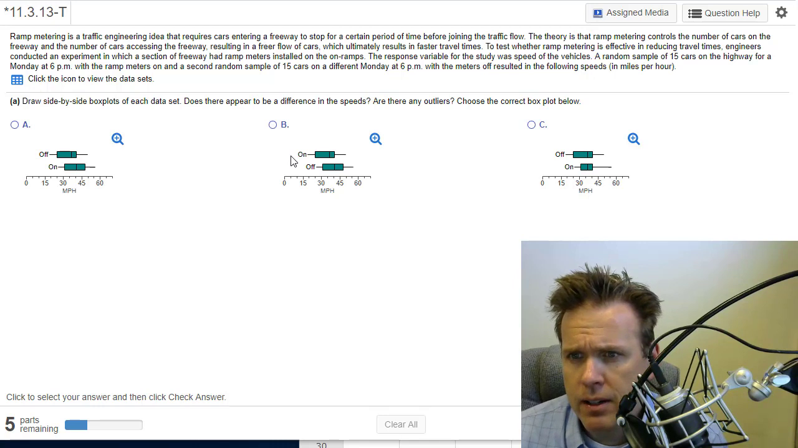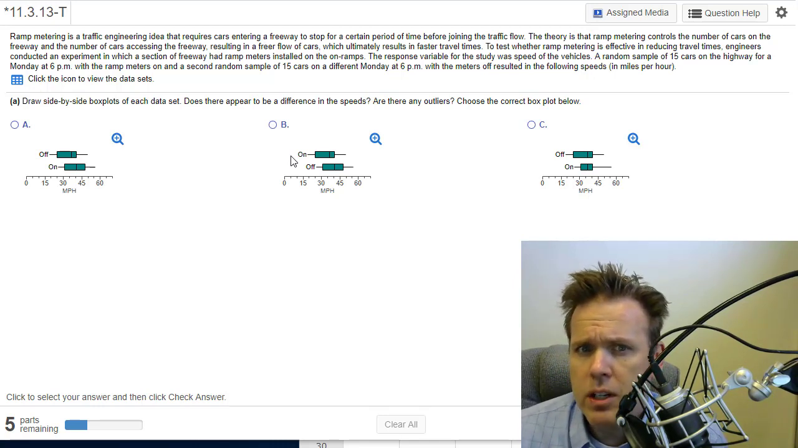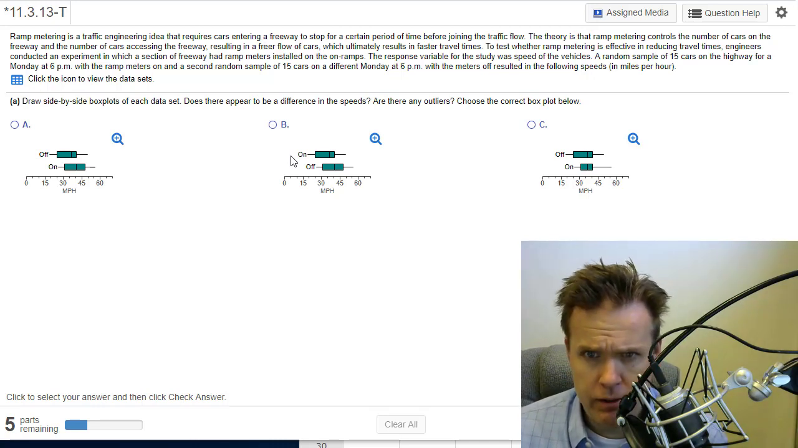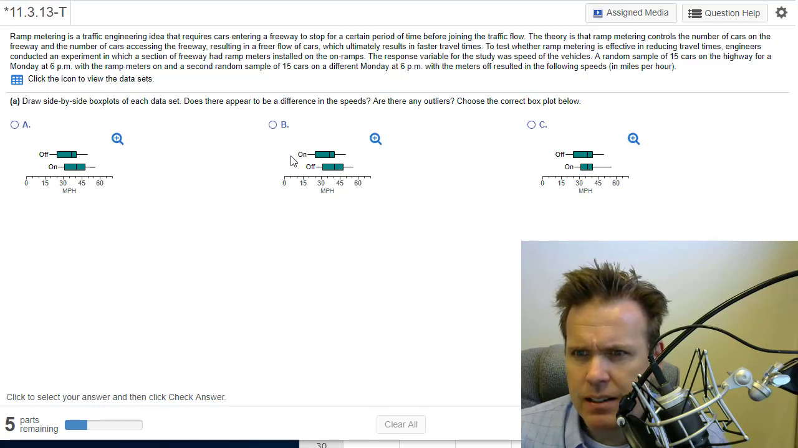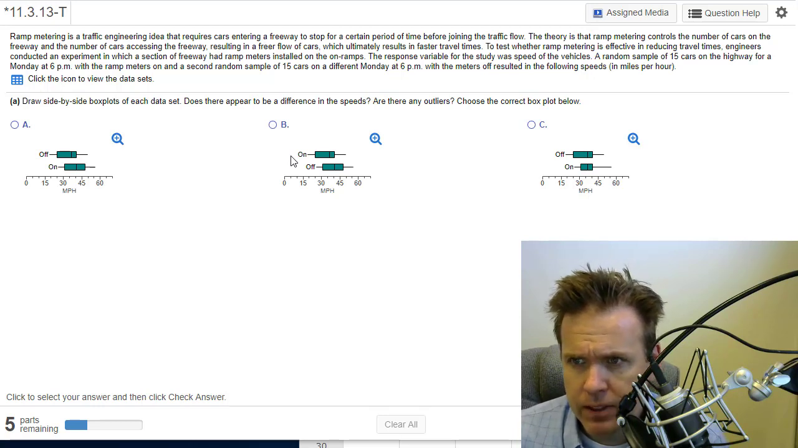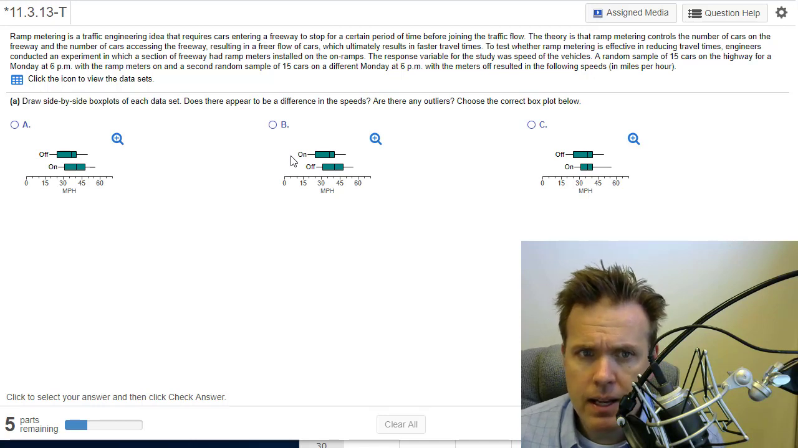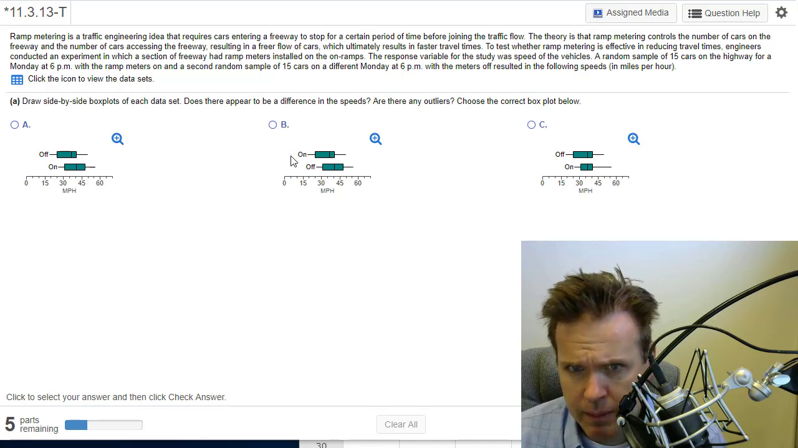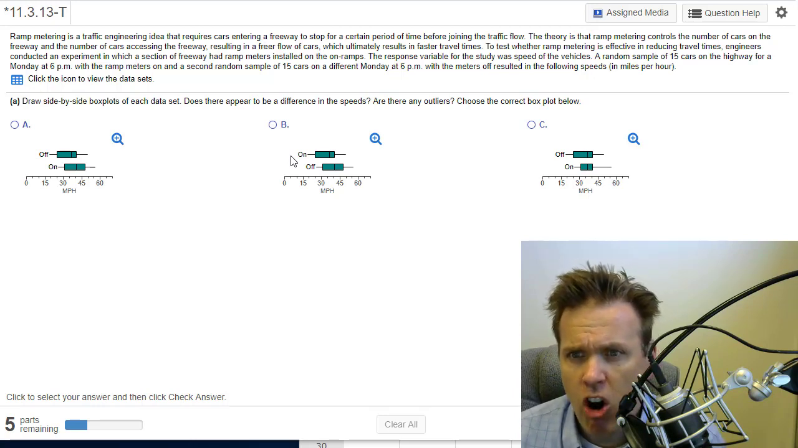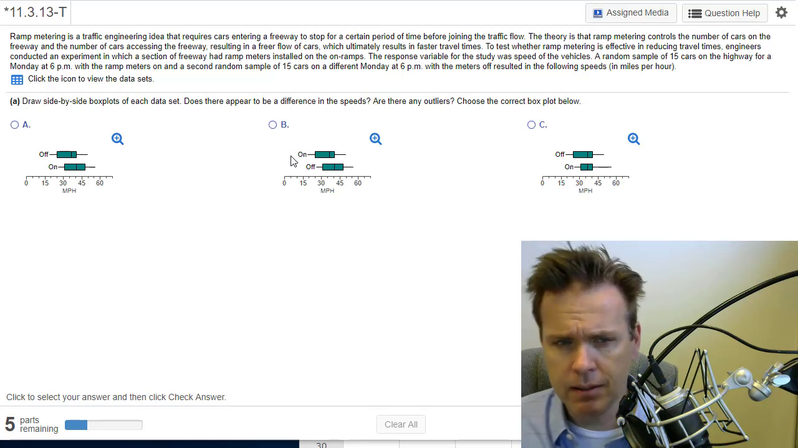To test whether ramp metering is effective in reducing travel times, engineers conducted an experiment in which a section of freeway had a ramp meter installed on the on-ramps. The response variable for the study was the speed of the vehicles. In a random sample of 15 cars on the highway for a Monday at 6 p.m. with a ramp meter on, and a second random sample of 15 cars on a different Monday at 6 p.m. with the meter off, the following speeds in miles per hour resulted.